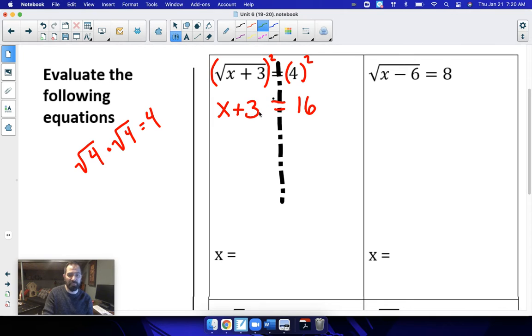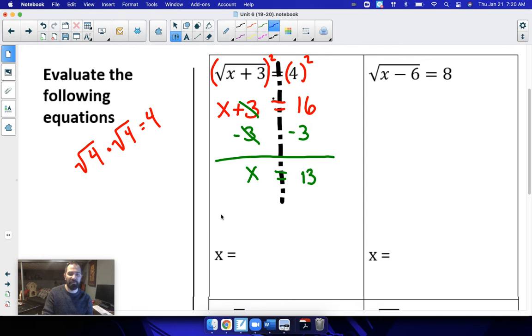Then it becomes pretty easy. How do we get this x by itself? Well, we need to do the opposite of plus 3, which is minus 3. Our 3's cancel. We're left with x equals 16 minus 3, which is 13. And you're done. Let's check our answer.